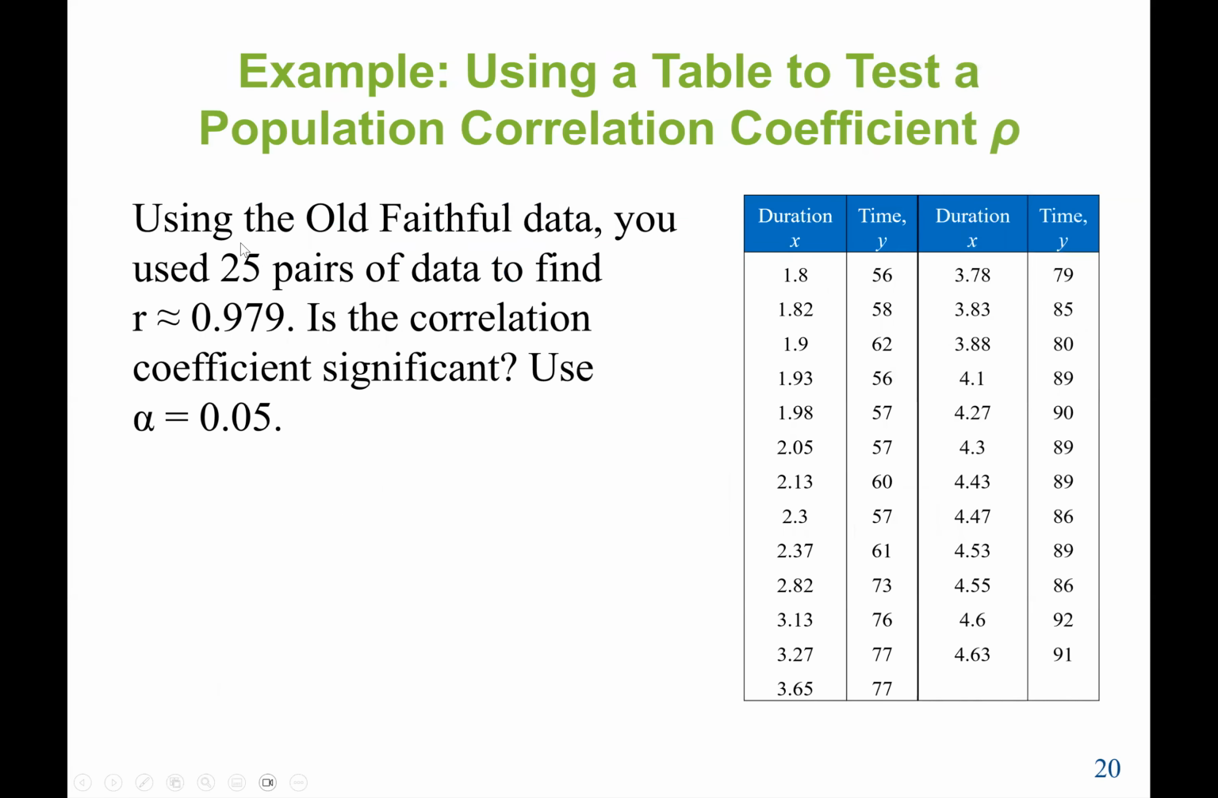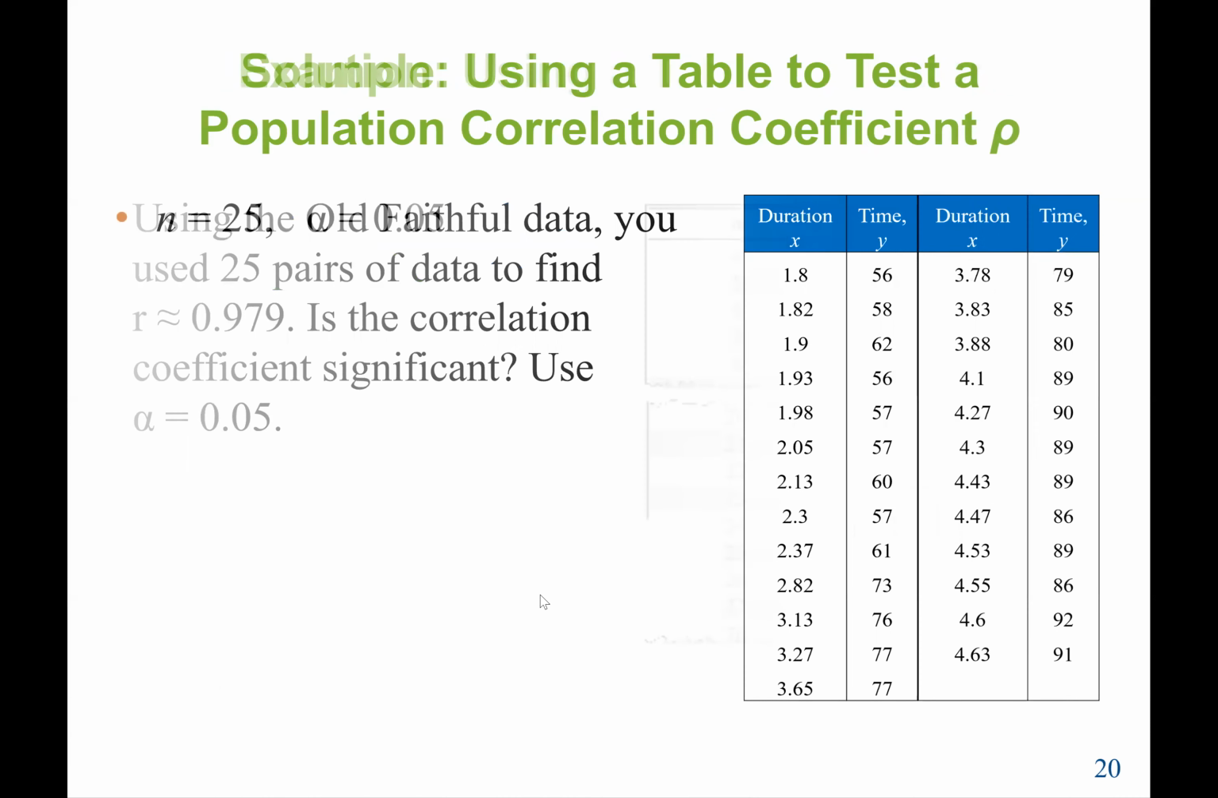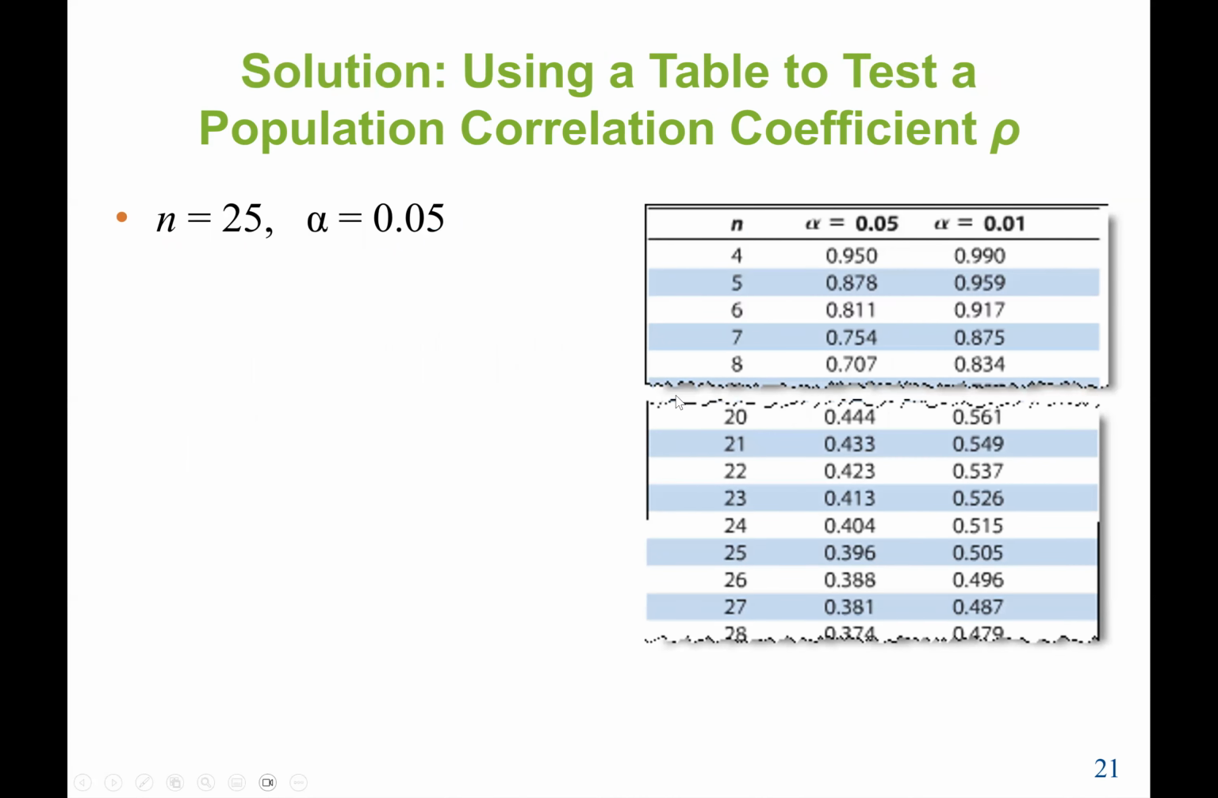So let's see an example here. Here they say using the Old Faithful data, you use 25 pairs of data to find R equal to 0.979. Is the correlation coefficient significant using alpha equal to 0.05? Remember here they give us the n value already, 25. We know the alpha. And this is our data set for the whole 25. So first we use the table. As we said, the n is 25. Alpha is given to us to be 0.05. So we go to 25, 0.05. So that gives us 0.396.